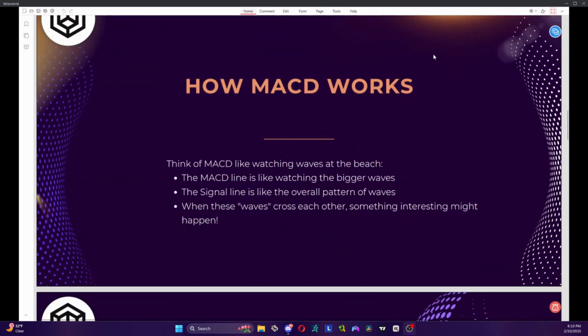How MACD works. Once again, think of MACD like watching waves at the beach, right? And I use the waves example because I live on the beach. The MACD line is like watching big waves, and the signal line is like watching the overall patterns of the waves, right? So think about it. You've got one big wave that comes, and then you have a couple of small ones, and then you have a big wave that comes. Think of it like that. And when these waves cross each other, something interesting might happen.